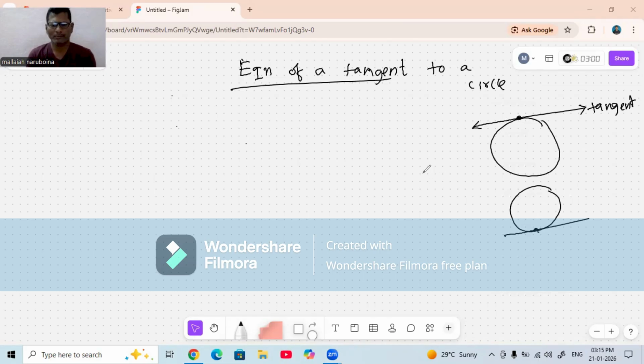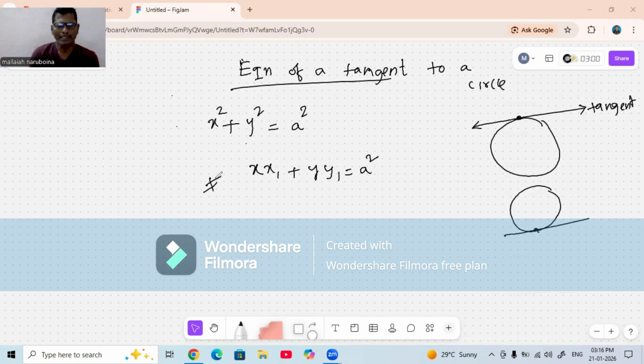It depends on the information provided. See, if the equation is in the form x² + y² = a², for this we write x·x1 + y·y1 = a². This is the tangent equation to the circle. In the place of a² you can write r² also. Don't confuse a² and r². Sometimes the radius is taken as a, sometimes r.